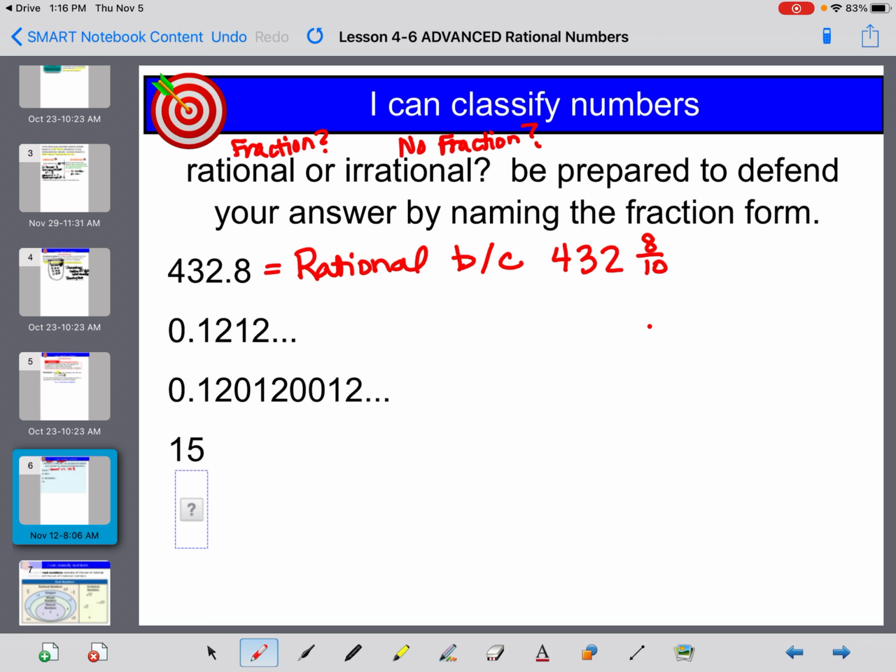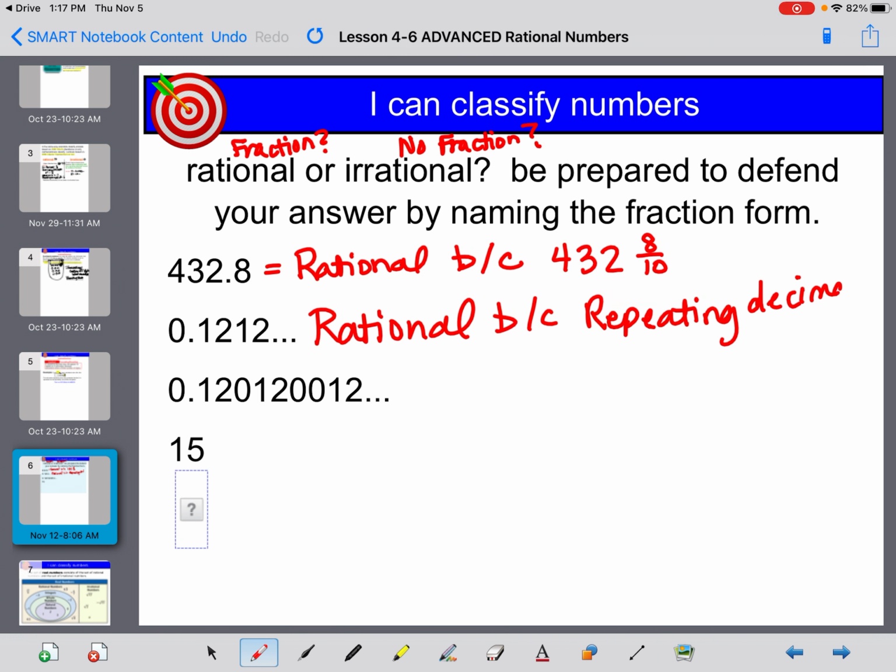0.1212, well, that one is also rational. It's rational because we have a repeating decimal. An irrational number is never ending, like this, but also non-repeating, and this one is repeating. And repeating decimals can be written as a fraction. And in this case, I'll teach you how to do this, but it's 12/99.